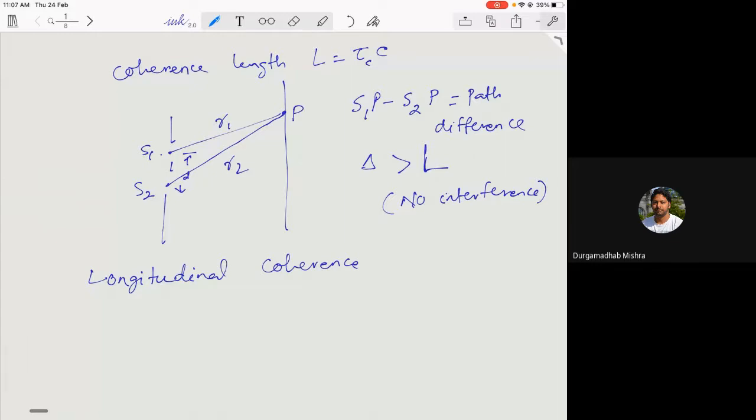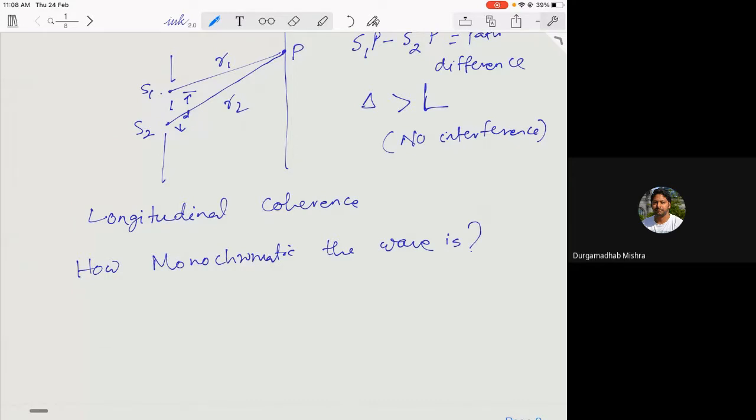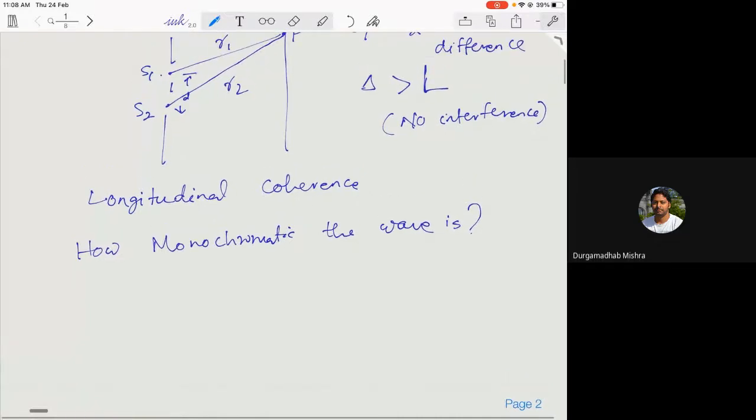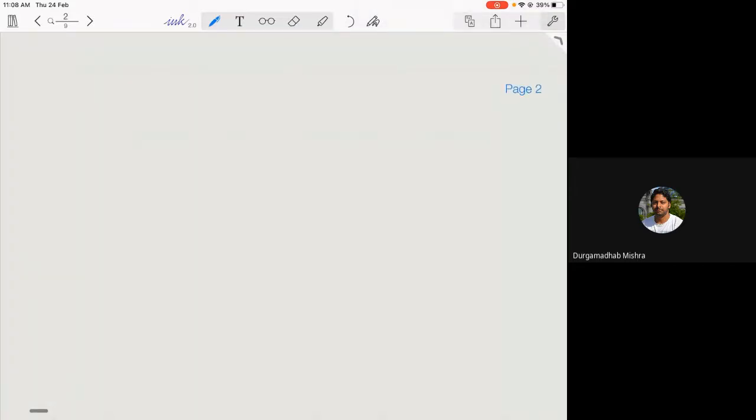So this has a consequence in terms of how you can define how monochromatic your incoming source is. If you know the coherence length or the coherence time, you can say what is the purity, or how monochromatic the wave is. So if you know this coherence time, we can look at this double slit experiment again to understand that. So let's say you have a situation, again we have this. We are expecting an interference pattern on the screen here.